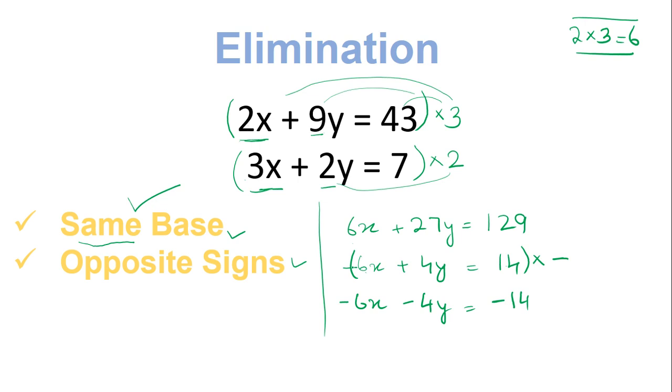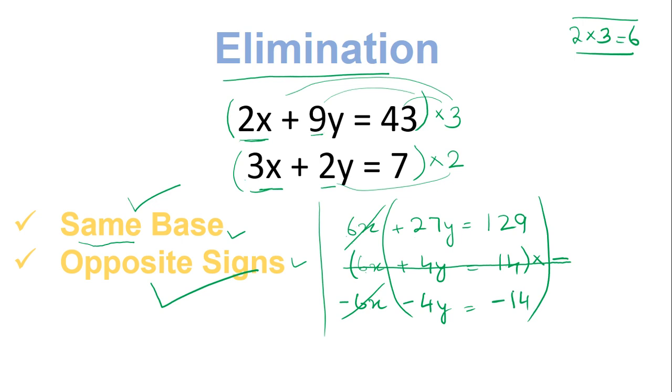Now this is not your original equation anymore. Now my two equations are 6x plus 27y equals 129 and negative 6x negative 4y equals negative 14. Now, do I have the same base? Yes, 6x and 6x. Do I have the opposite signs? Yes, positive 6x and negative 6x. Can I eliminate them? Yes, I can eliminate my x's. And I am left with 27y equals 129 and negative 4y equals negative 14.